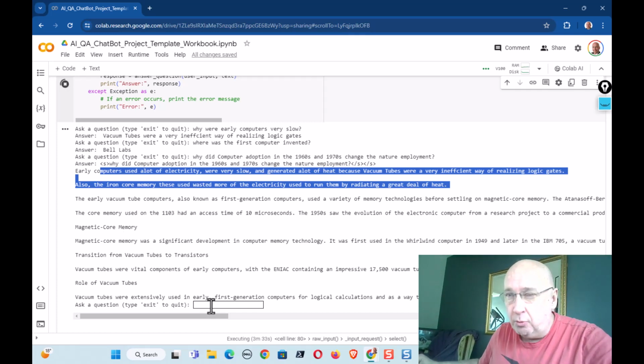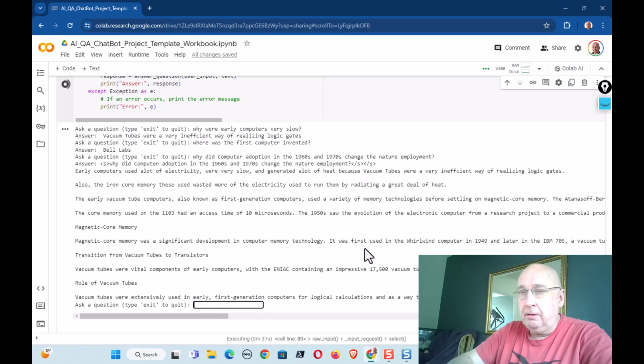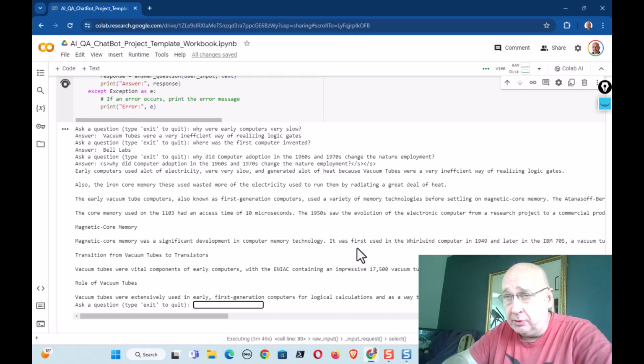All right, let's ask one more question here. Why did early computers not use microchips? I mean, we know the reason is that it wasn't invented, but let's see how Roberta handles this one.